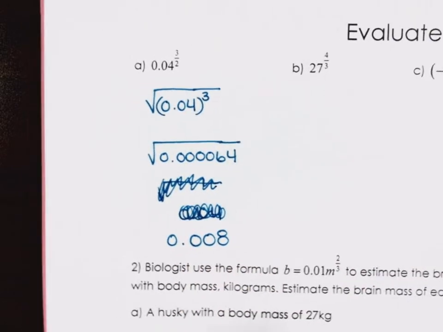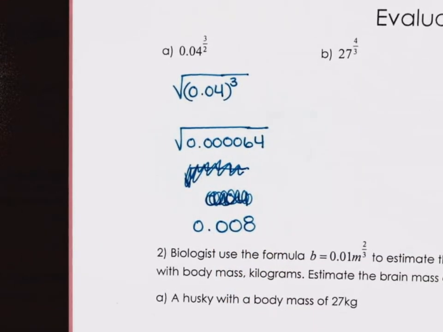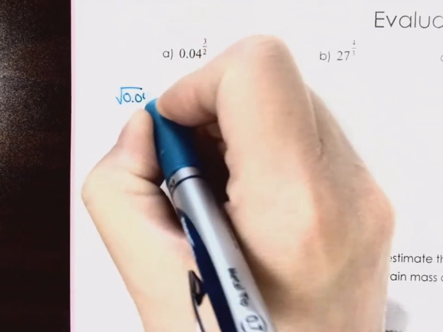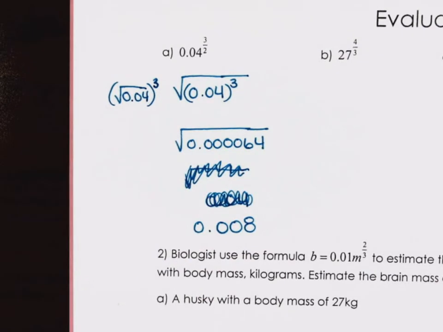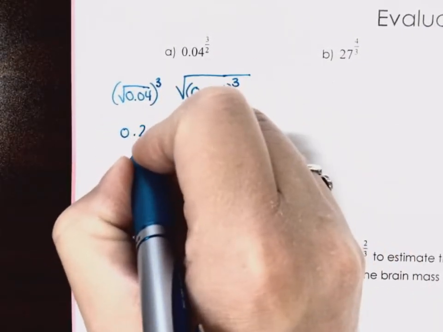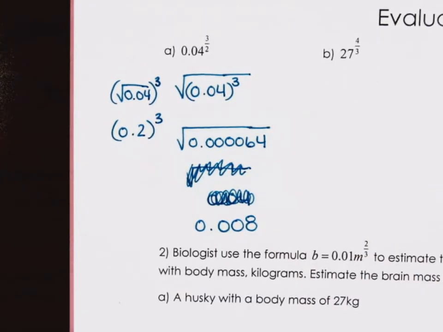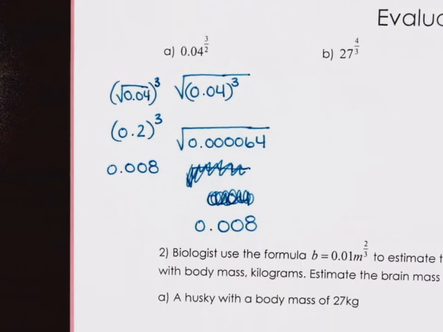Now you could do it the other way, and I saw this as a perfect square. When I square rooted it, it's going to make my number smaller. So I'm going to do it right now. I'm going to square root it first, and when I do the square root, I get 0.2. And then I'm going to cube that. And I get the exact same answer. And I did it in the same number of steps, so you get the exact same answer.